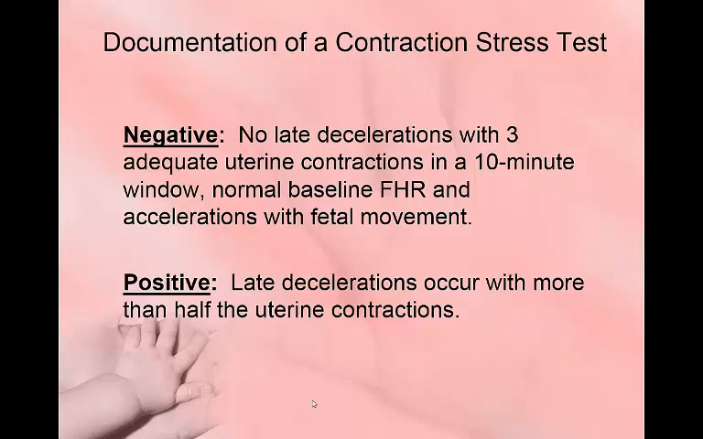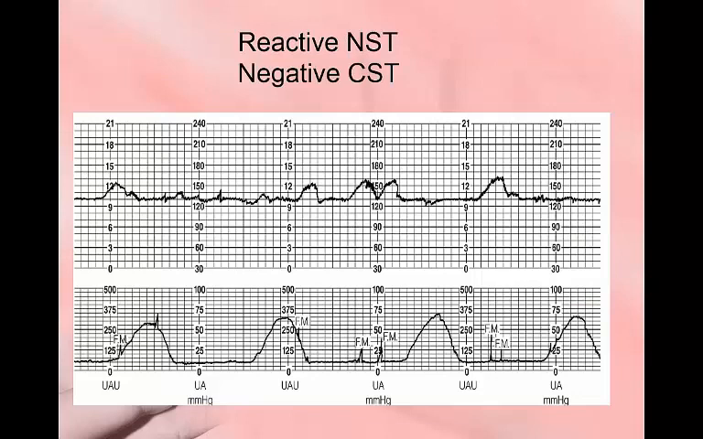A positive CST means that we see late decelerations with more than half of the uterine contractions. So here's an example of a negative CST, and it's also a reactive non-stress test, because you can see here where we have 1, 2, 3, 4 contractions in like a 7-minute time frame. So we have enough contractions, and we're not seeing any decelerations or dips in the fetal heart rate. And our baseline fetal heart rate here is about 130, and we're having beautiful accelerations that far exceed our 15 by 15 criteria.